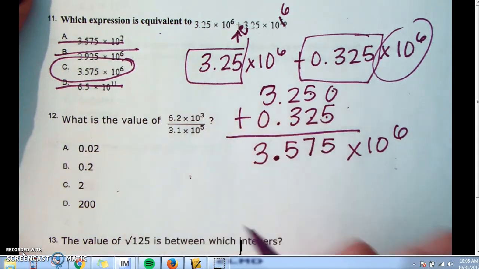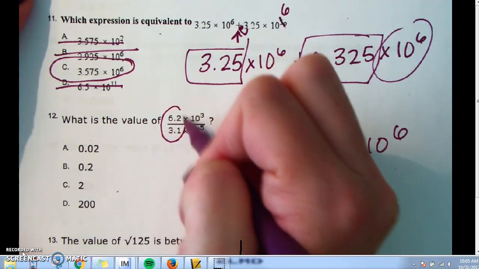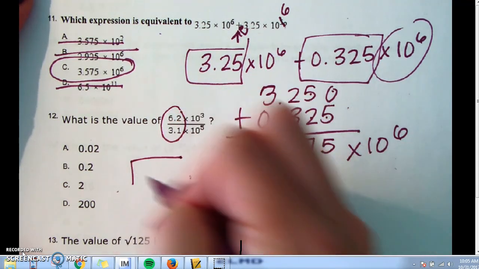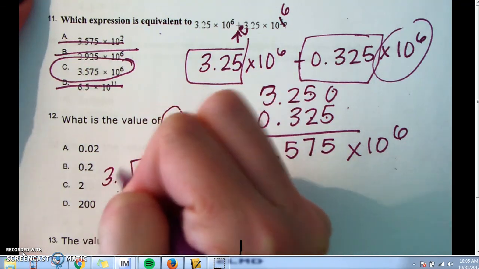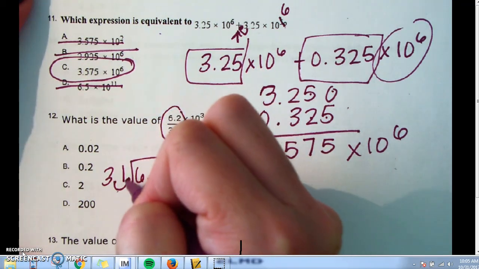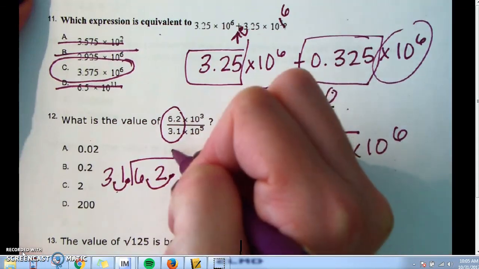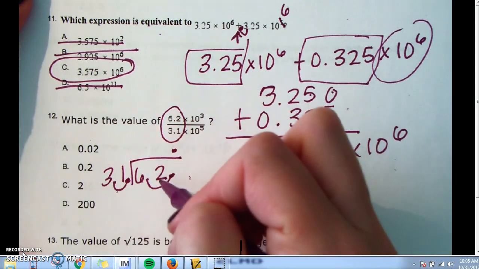Here we are dividing again. So remember, first step is to divide the numbers. So 6.2 goes here, 3.1 goes here. Have to make it a whole number, so we have to move both decimals over. 31 goes into 62.